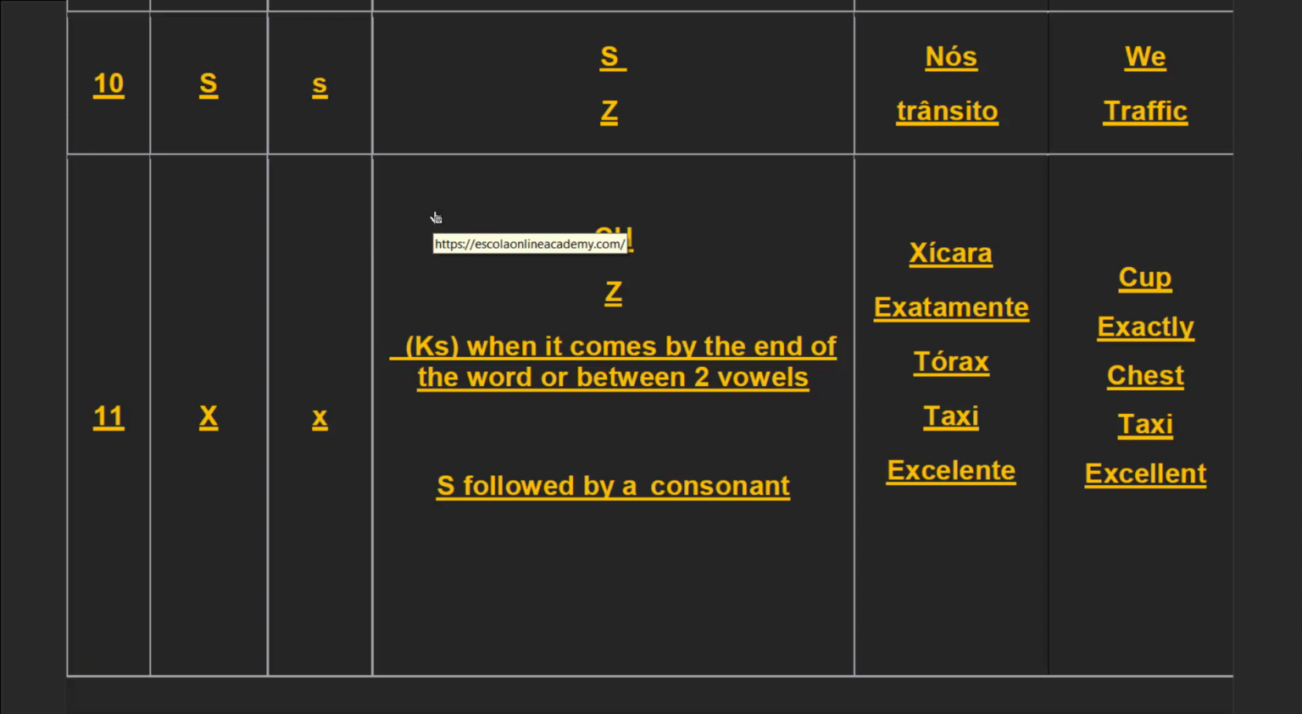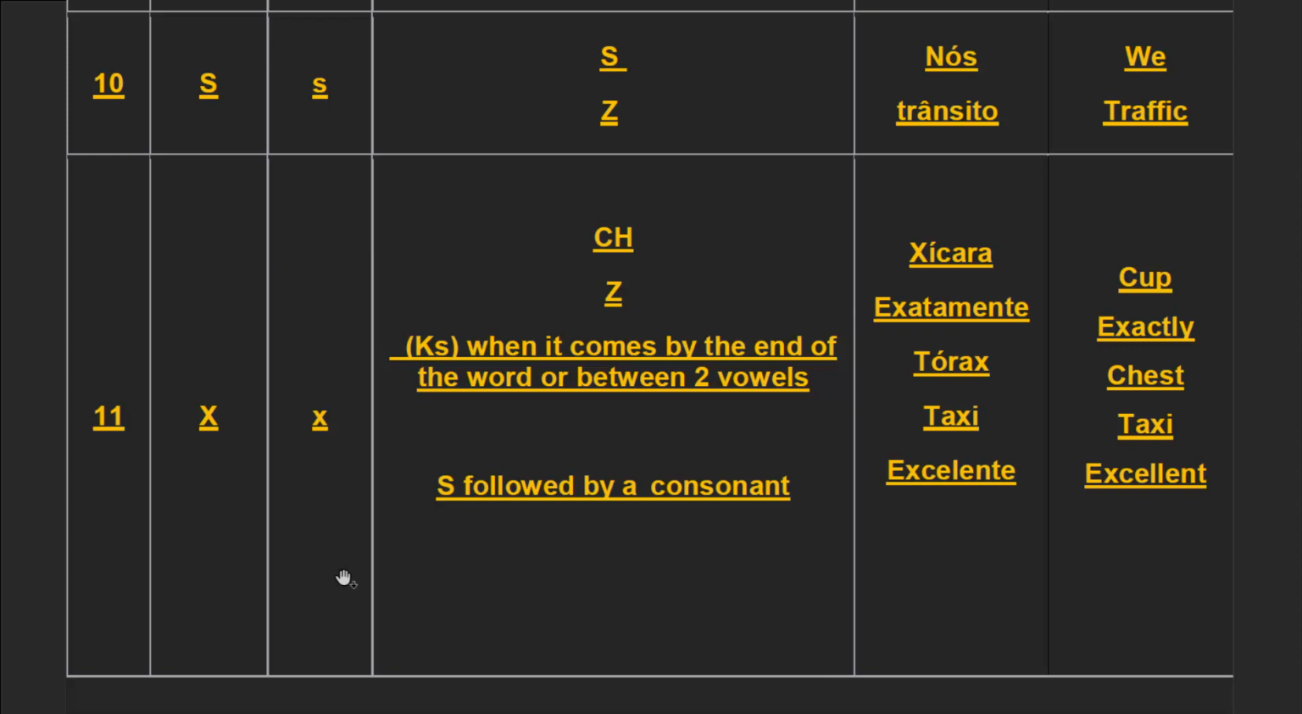Letter S has two pronunciations within a word. First one is pronounced as S in English. The example that we have here is the pronoun we, which is in Portuguese nós. The second pronunciation for letter S is pronounced as Z. The example that we have here is the word traffic, which means trânsito.